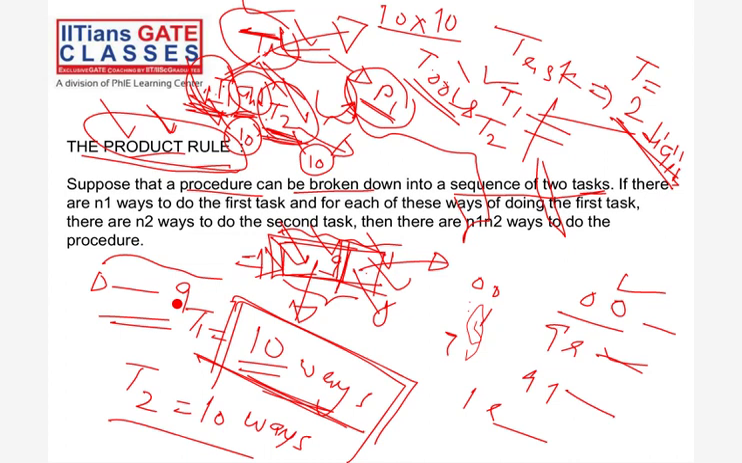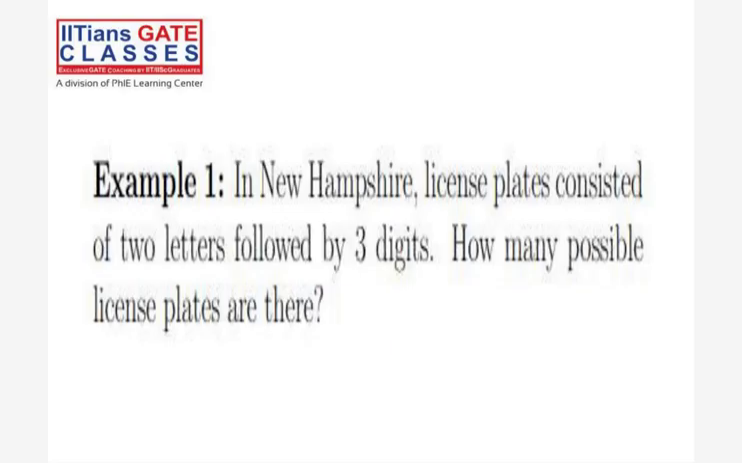So what I want to say is that suppose a procedure can be broken down into two tasks. If there are n1 ways to do the first task, and for each of these ways of doing the first task there are n2 ways to do the second task, then in total there are n1 into n2 ways to do our procedure. Let's take one more example.